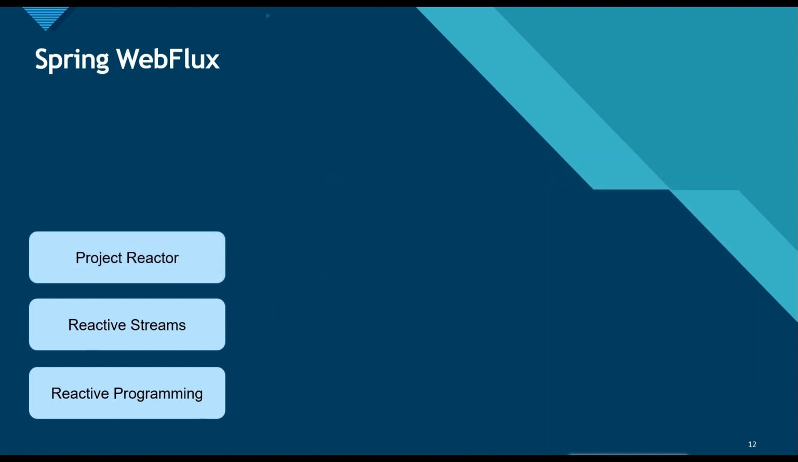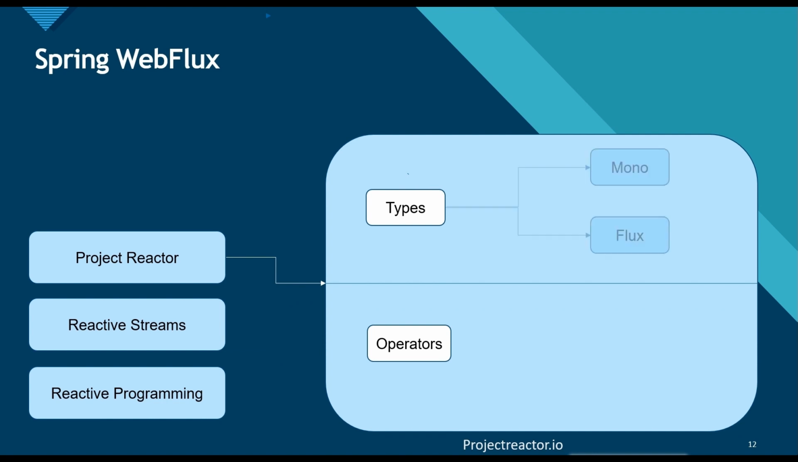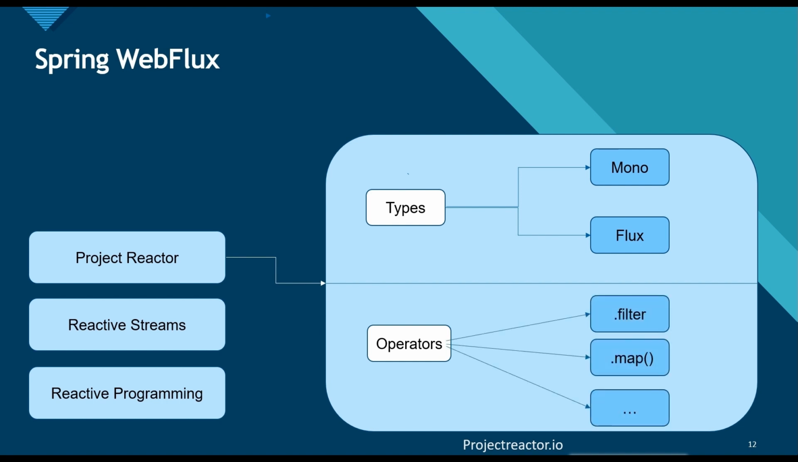Now, what is Project Reactor? Project Reactor is a library which has all the implementations of the standards defined by the reactive streams. It has majorly two components: types and operators. In the types, it has majorly two types, that is Mono and Flux. And there are many operators like dot filter, dot map, etc. We will see many of the operators in the upcoming slides.